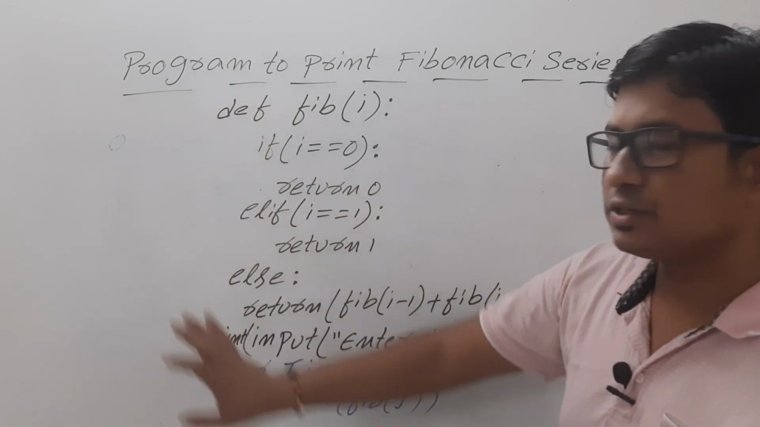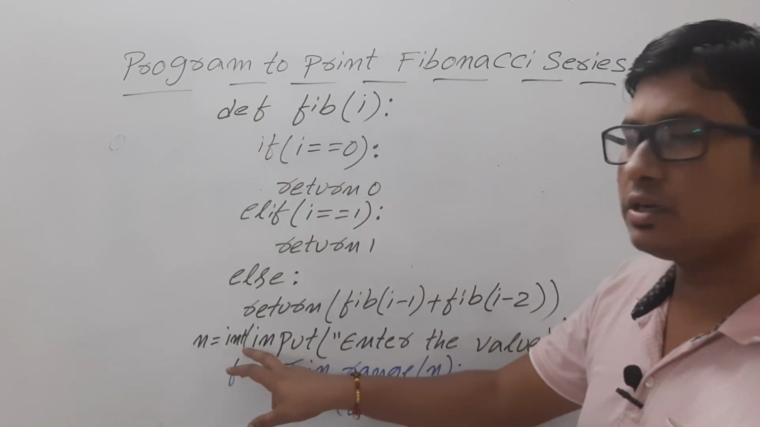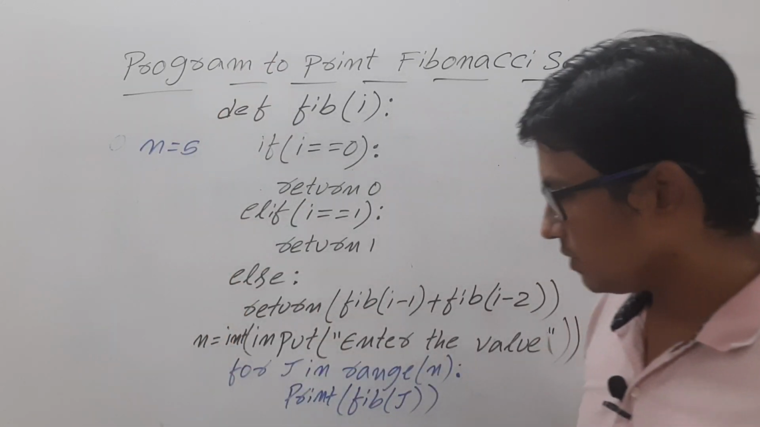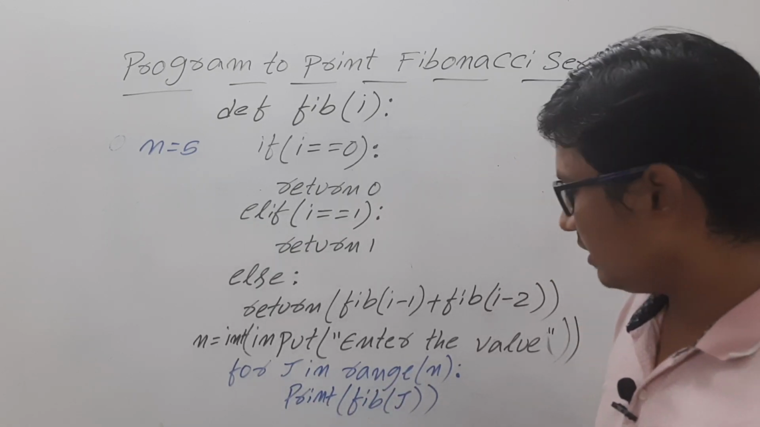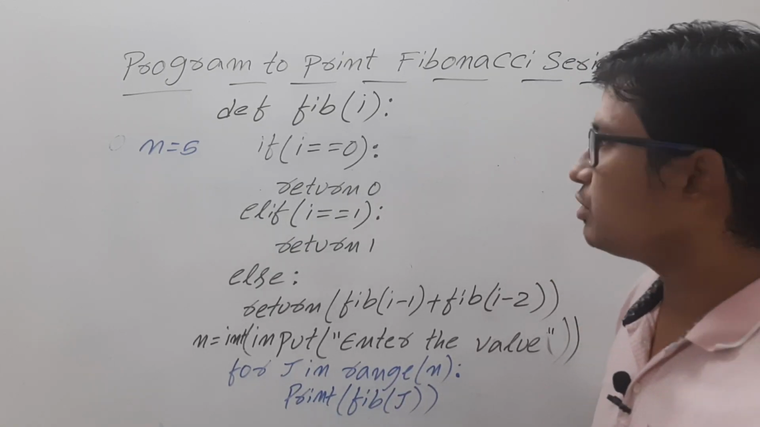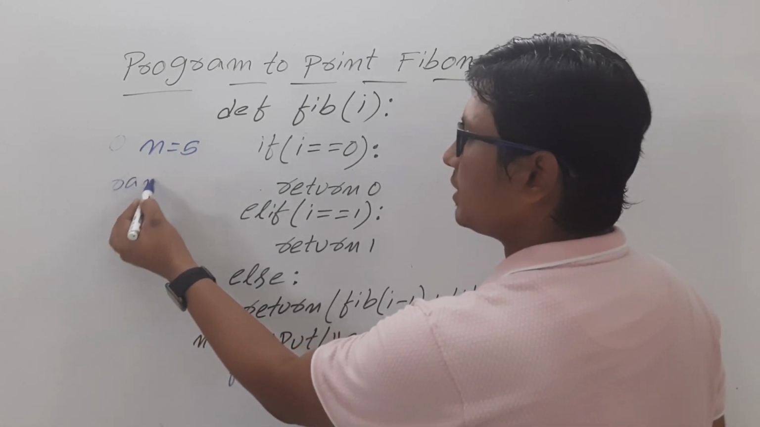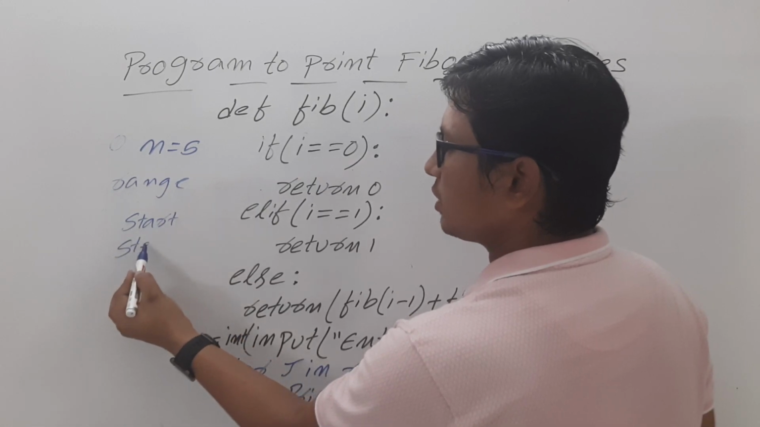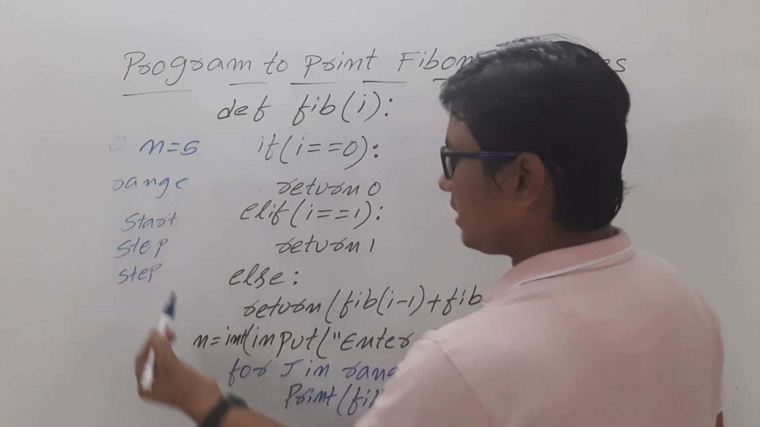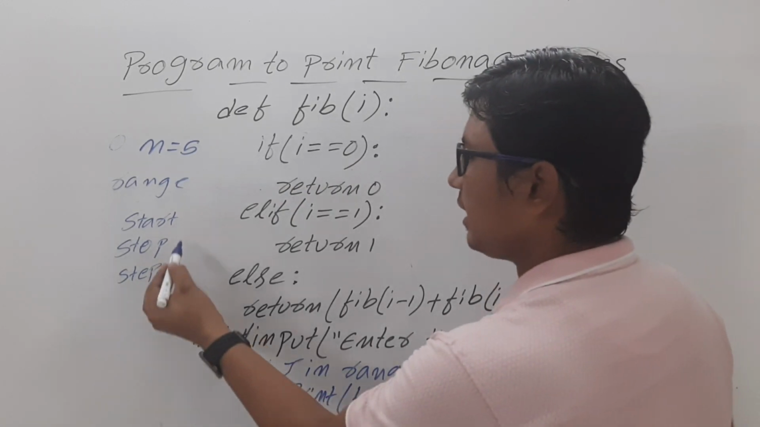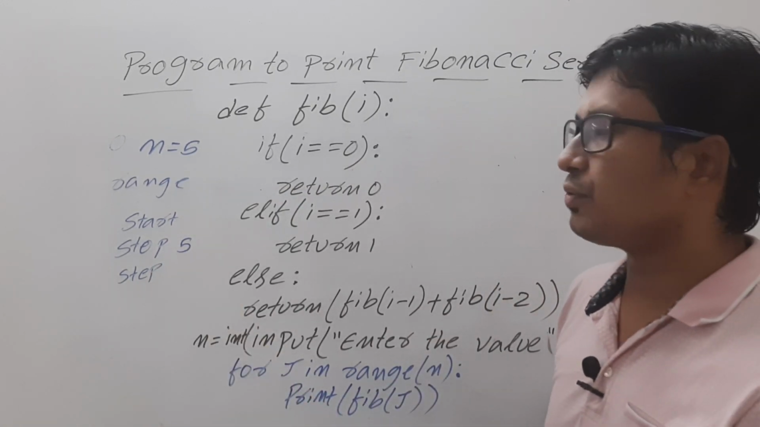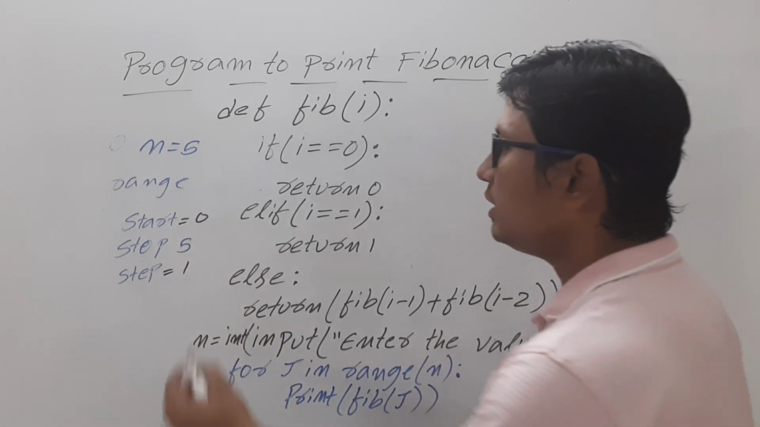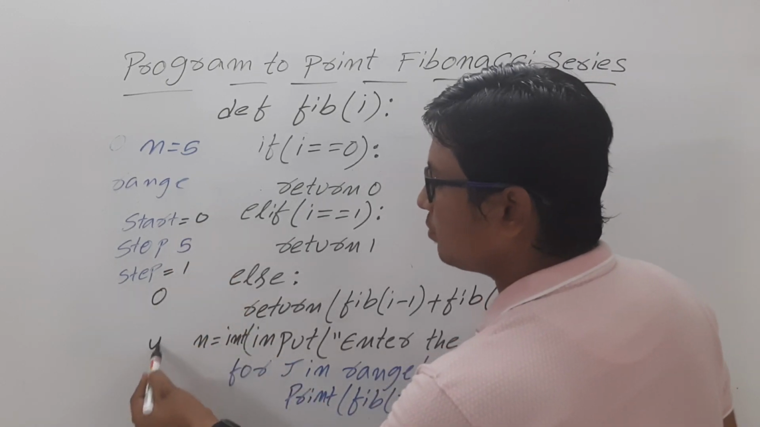Whenever you execute this program, first it will ask the user to enter the n value. Let's take that the user has entered the n value equal to 5. Now for j in range n, it will start from 0. The range will have three parameters: start, stop and then step. As I have provided only stop, here the n value is 5. If it does not provide the start and step, the default values will be 0 and 1. So it will go from 0 and it will go up to 4.